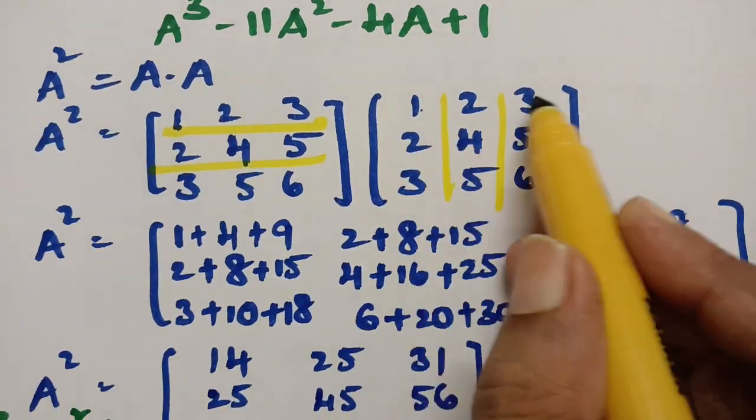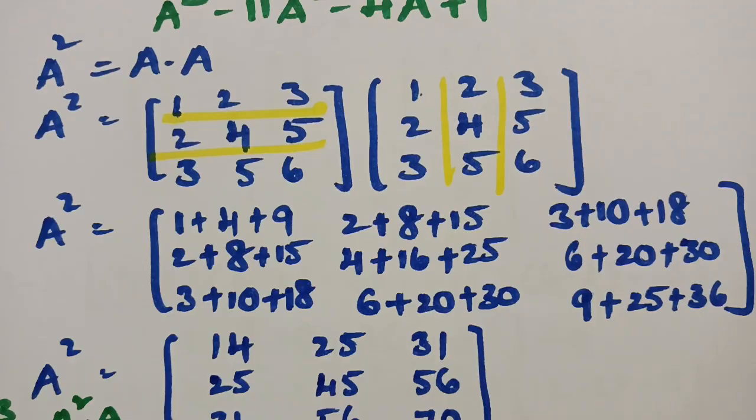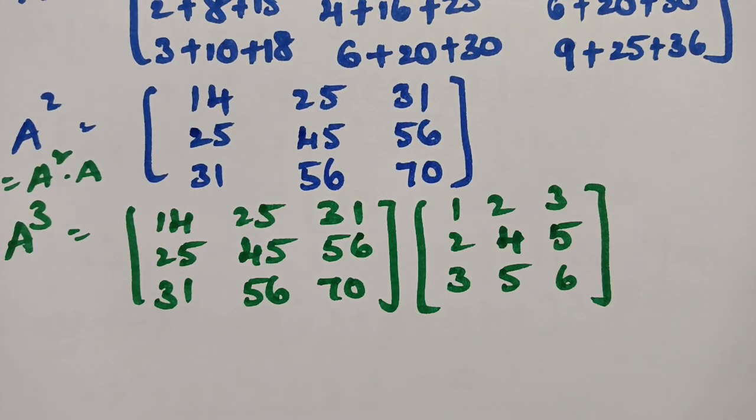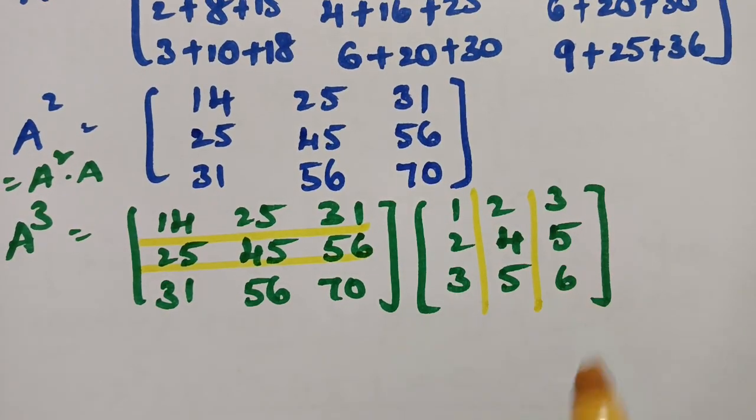So A is [1, 2, 3], this is [2, 4, 5], and this is [3, 5, 6]. Now I am going to multiply and show you the values of A cube as well as A squared. So these are the sleeping lines and these are the standing lines, and see what happens here.